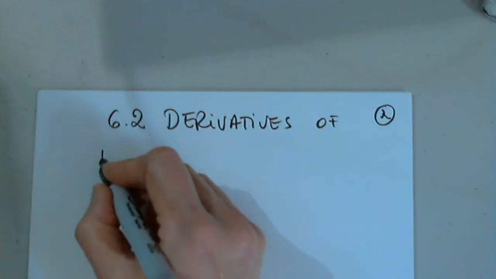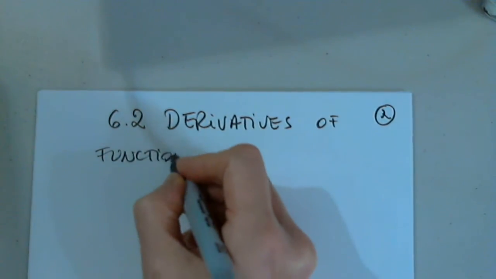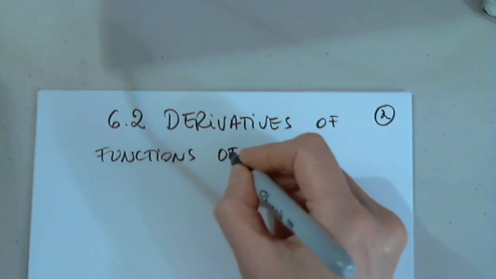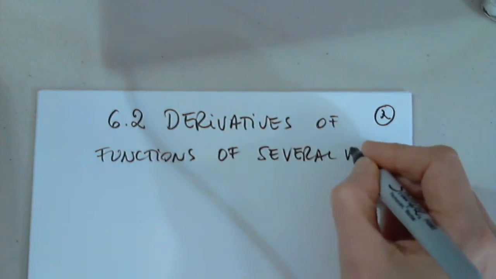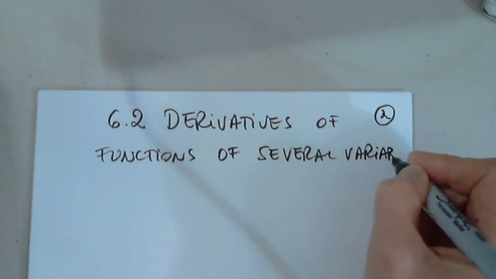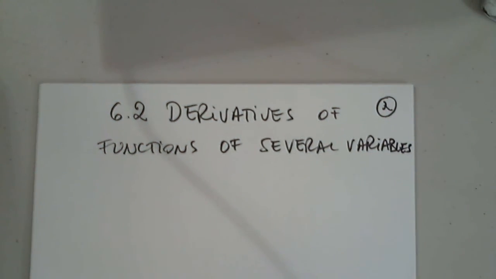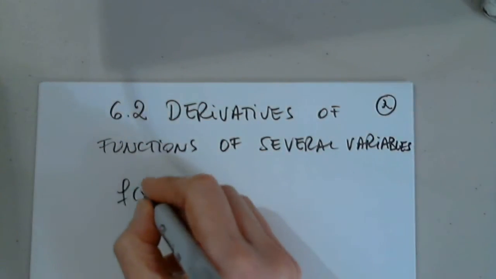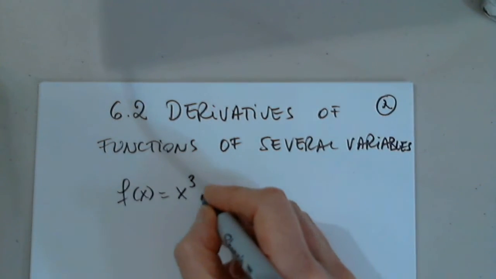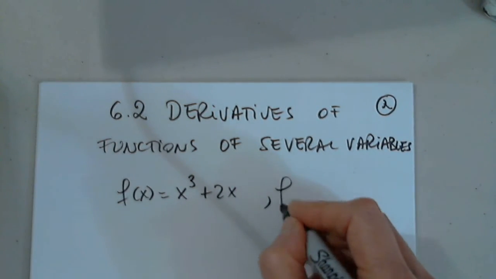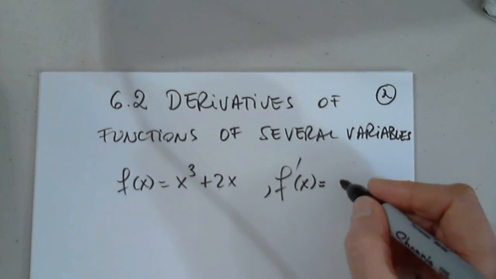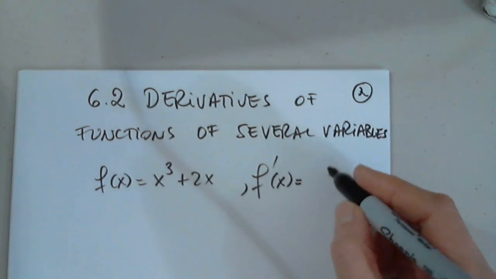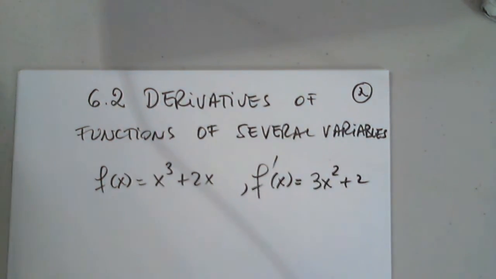Derivatives of functions of several or multiple, same thing, variables. So if you give me a function like, let's say, x to the third plus 2x, and you ask me to find f prime, what will I say? 3x squared plus 2. That's it.